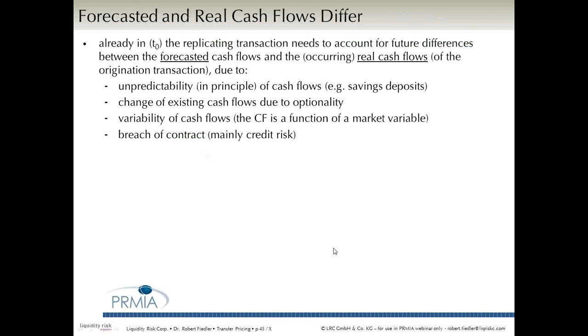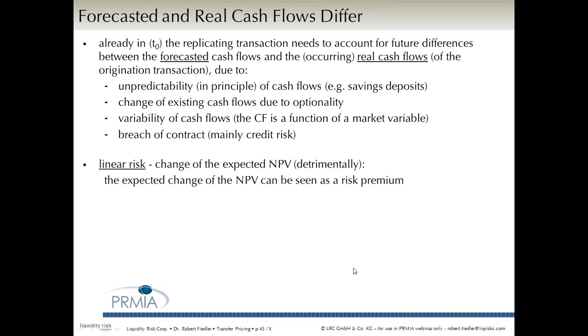Okay. So we have forecasts. Well, we have the situation where forecasted and real cash flows differ. And in this case, we have linear risk. We know that we change the expected NPV by this uncertainty, but it has to change detrimentally. This can be seen as a risk premium because it lessens the expected profit.